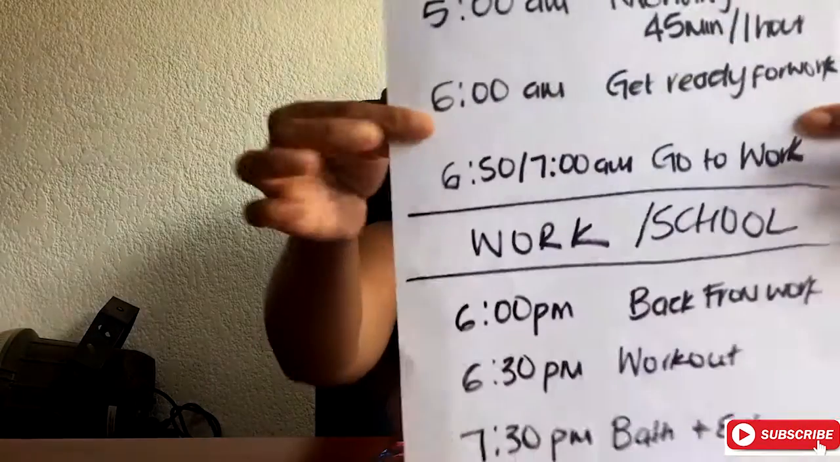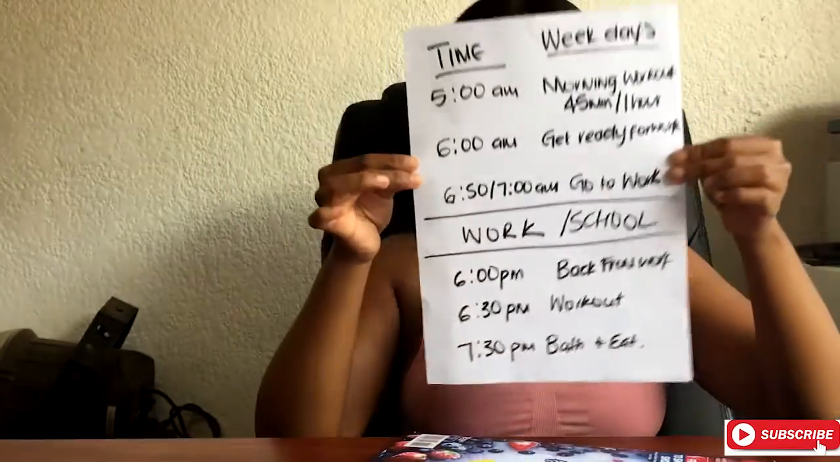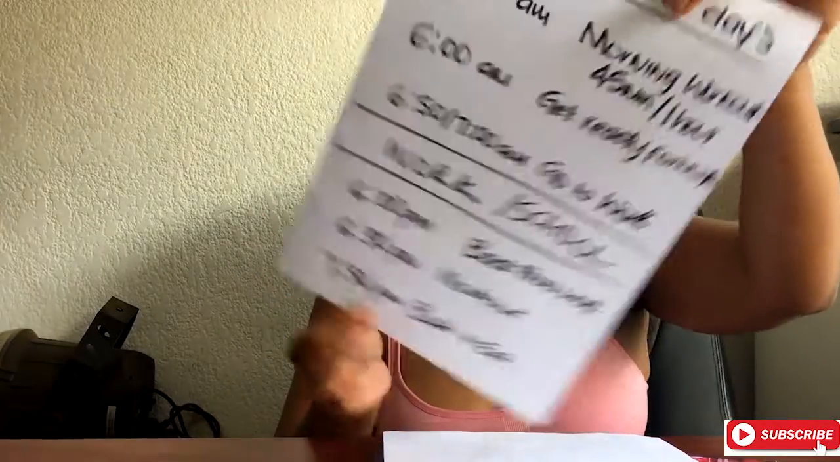So this is how it's looking. Okay, I'm not sure if you're gonna see it properly. This is how it looks from 5 to 6. Then you go to work, you come back. You know that when you come back at 6, at least by 6:30 you must start with your workout, at least by 6:30. And then 7:30 you bath. This is your weekday schedule.